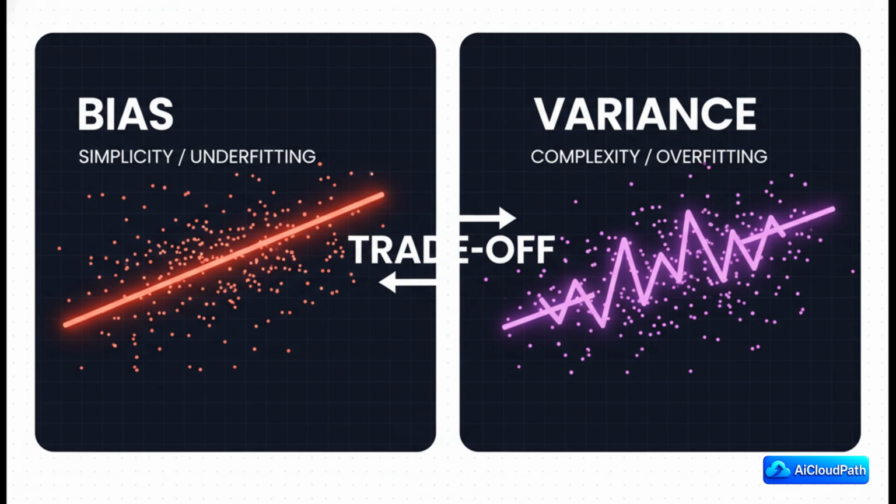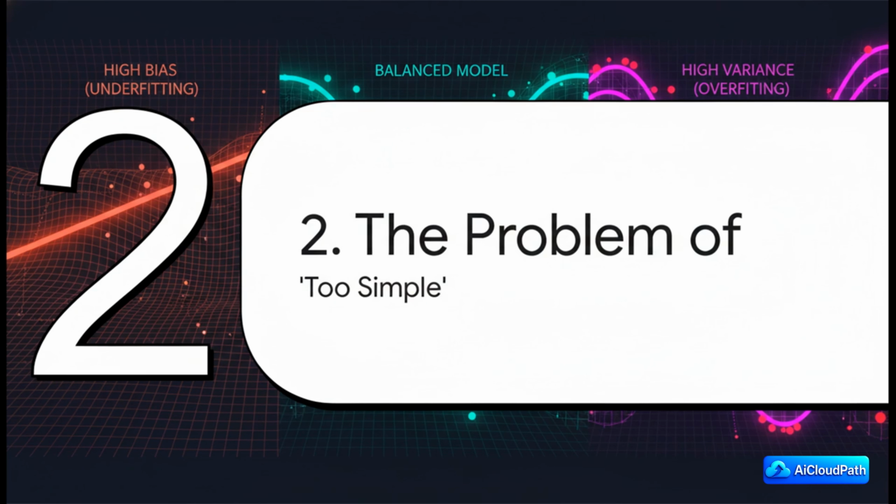That's because every single model is stuck in this constant tug-of-war between two opposing forces. On one side, you've got bias. That's the error you get from a model that's just too simple. And pulling on the other side, you've got variance, which is the error from a model that's way too complex, way too sensitive.